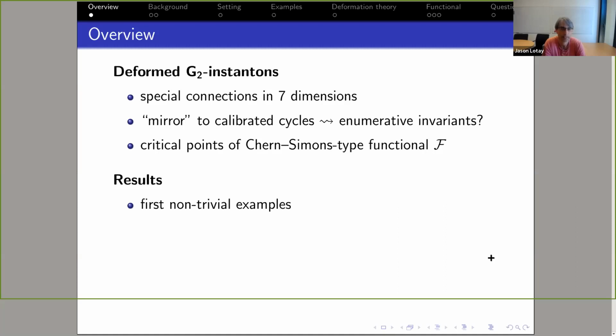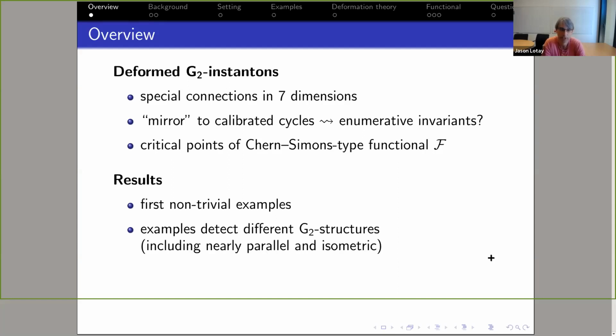The first property is that the examples detect different G2 structures on the same space. For example, they can detect the difference between G2 structures which are nearly parallel. You can have 2 different nearly parallel G2 structures on the same space, but you get different answers for the number of deformed G2 instantons. And they can also detect between 2 different G2 structures that induce the same Riemannian metric.